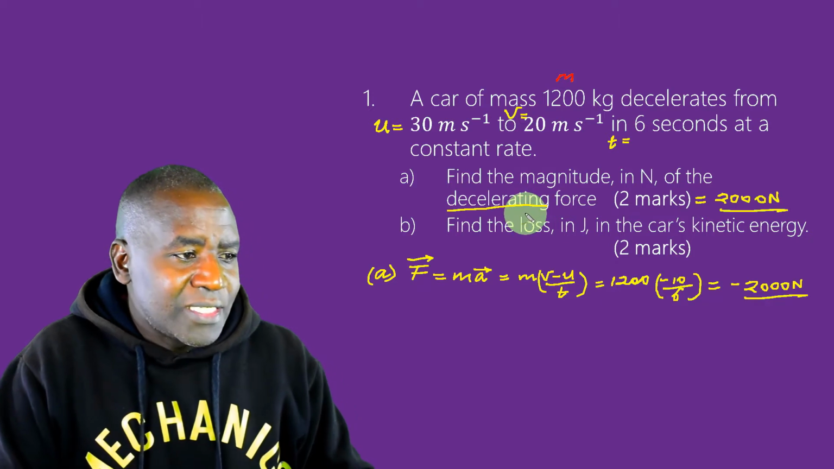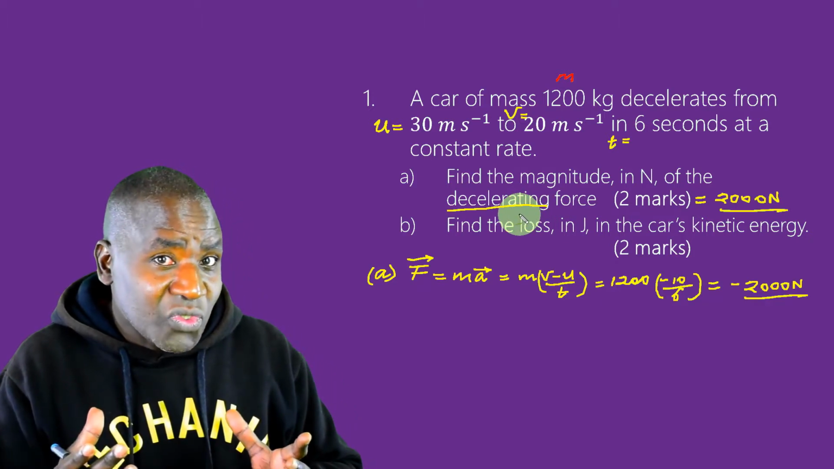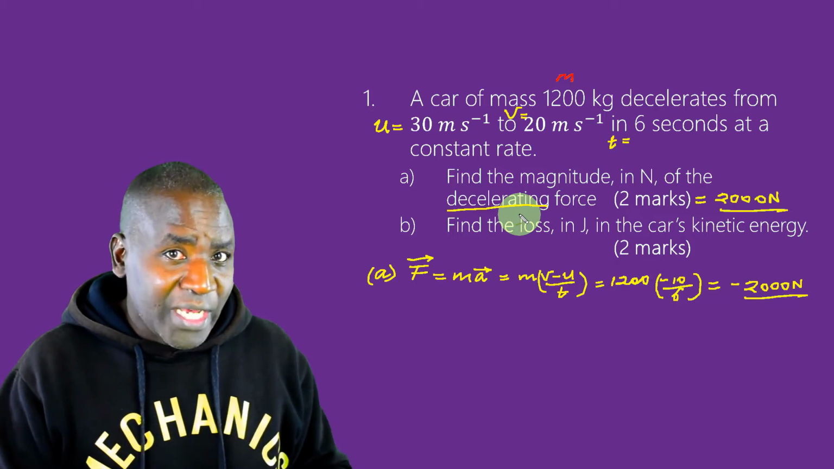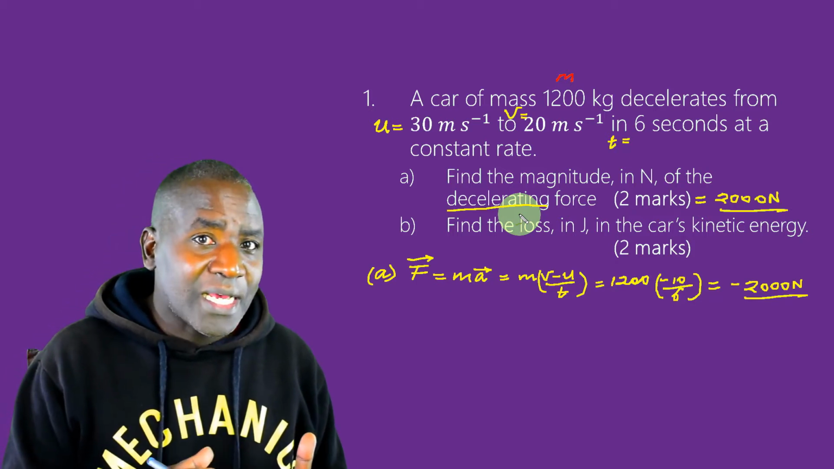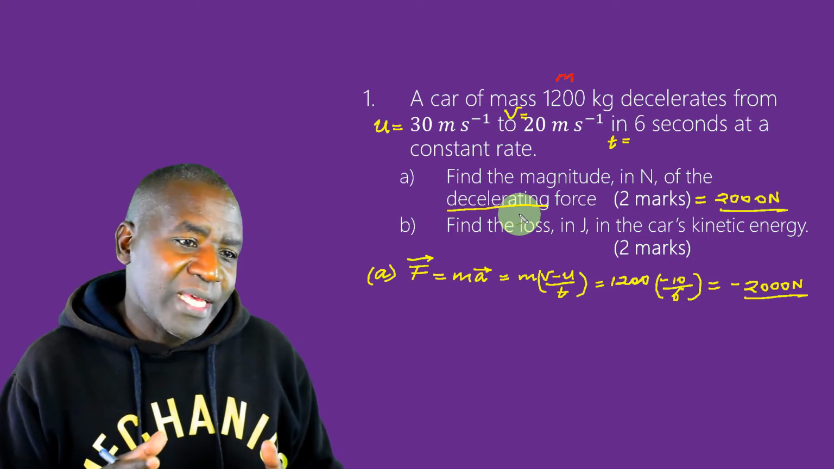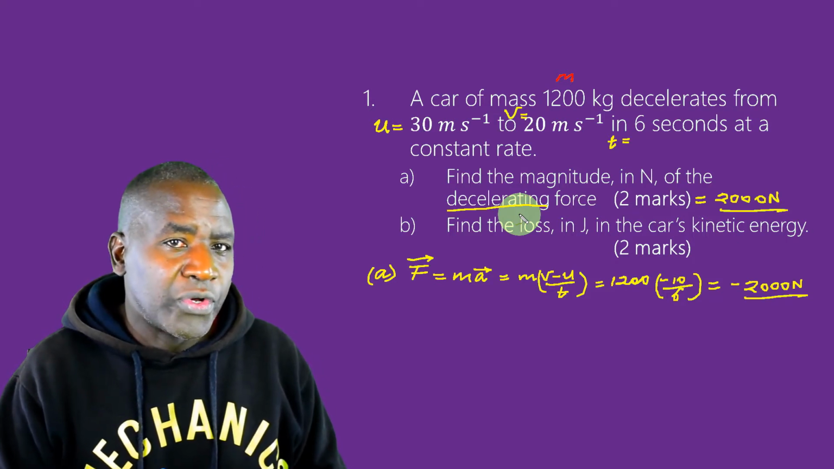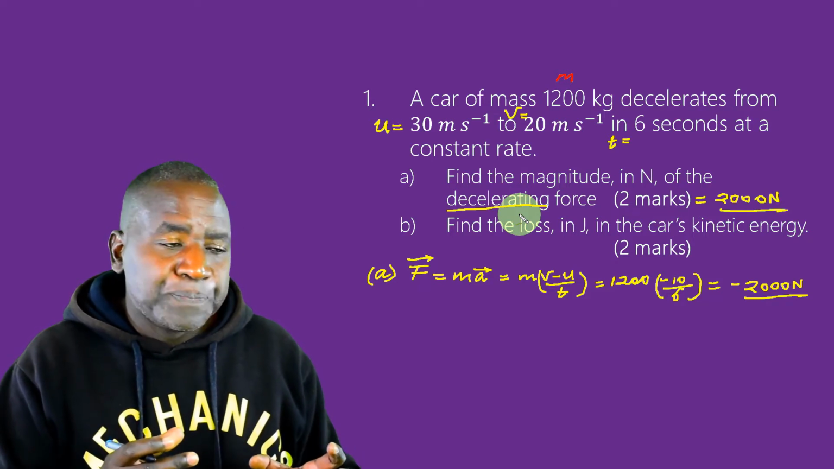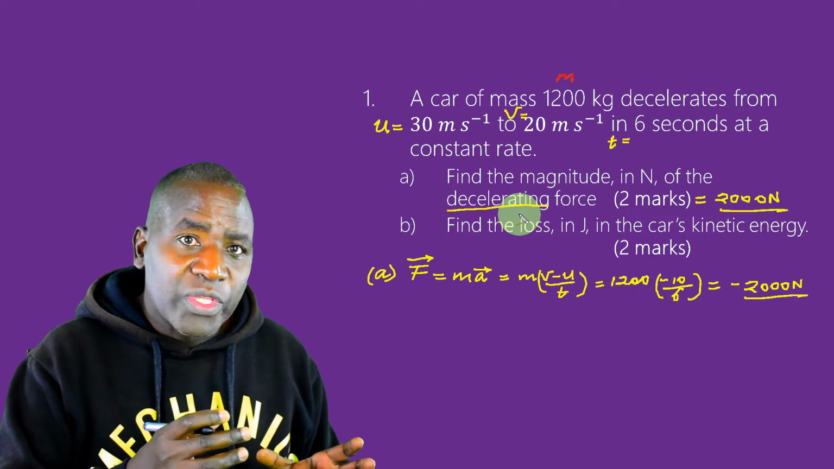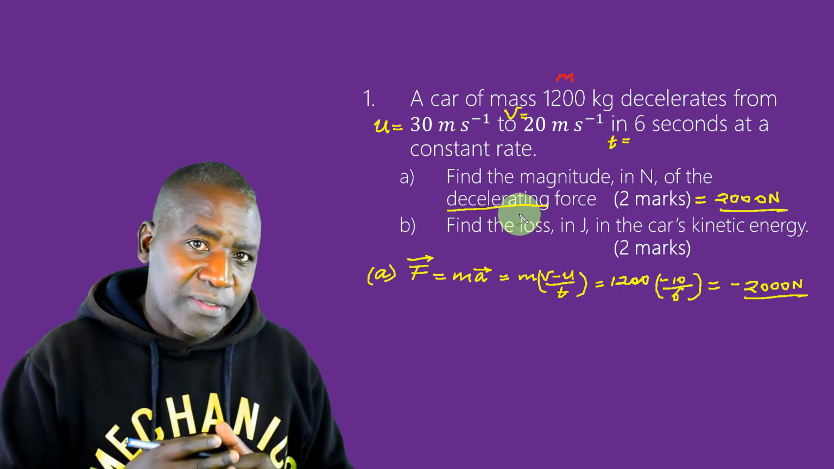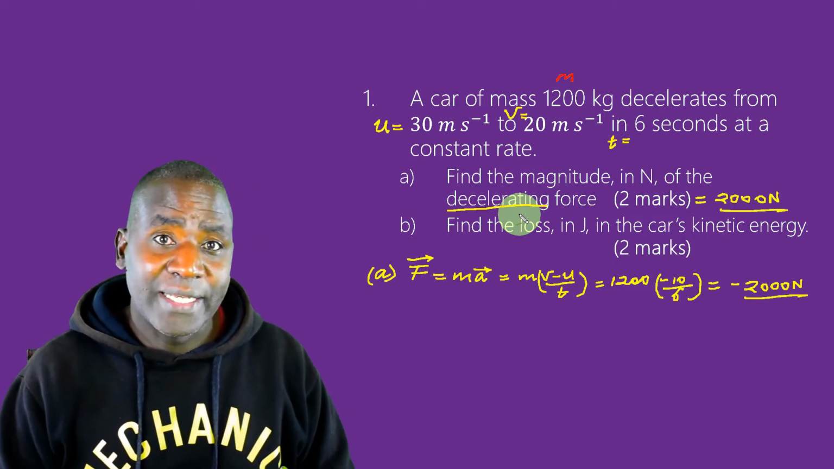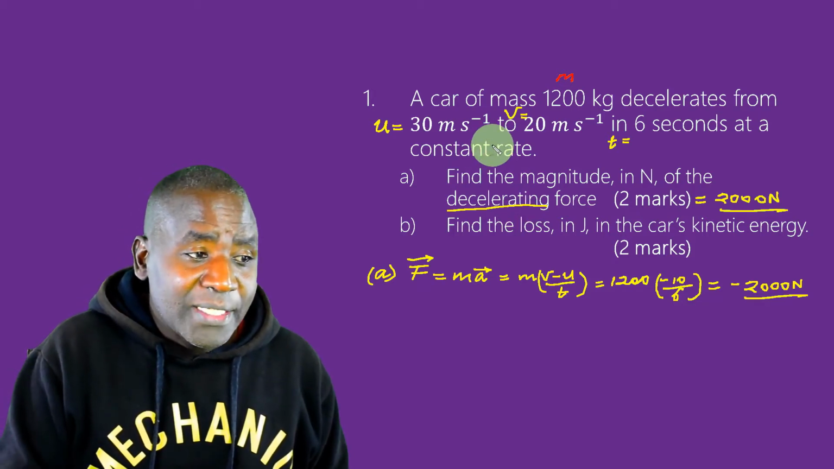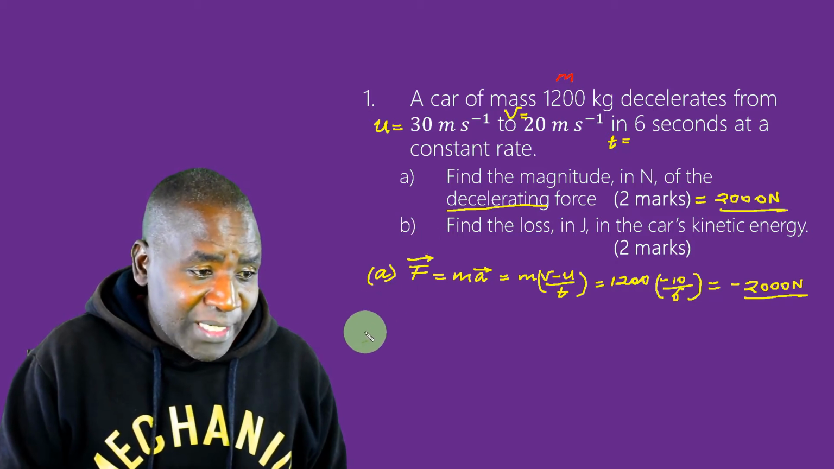So when the examiner asks you to calculate the decelerating force, in your calculation, you will encounter a negative sign. But in your answer, you won't say F is equal to minus 2000 newtons. No, you will have to state your answer so that it is in line with what the examiner wants. And the examiner wants the decelerating force. And it is the same case with part B. Let's look at part B.